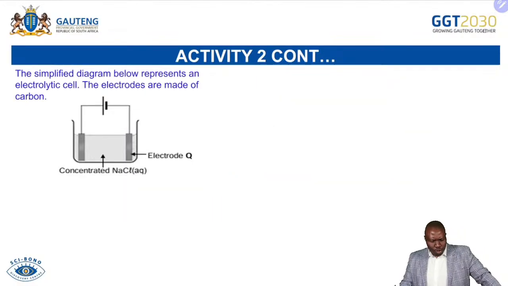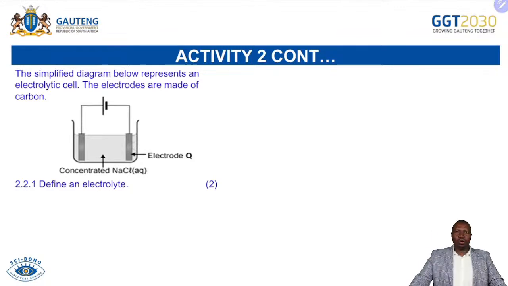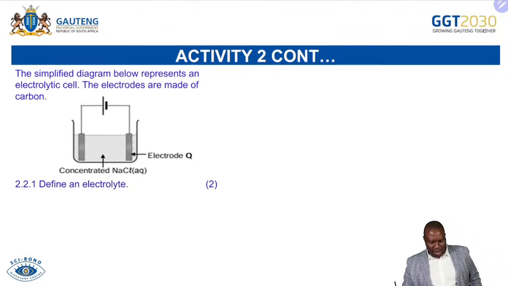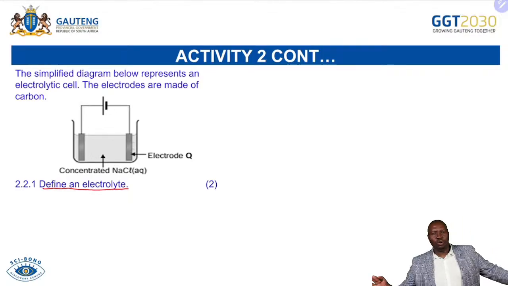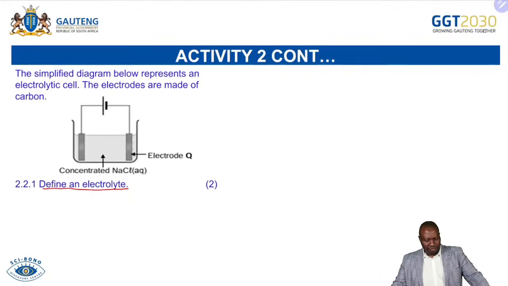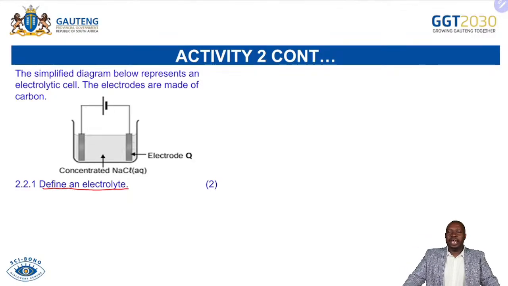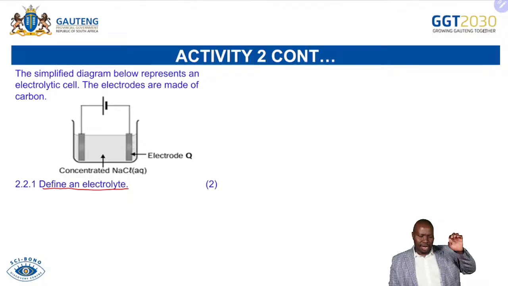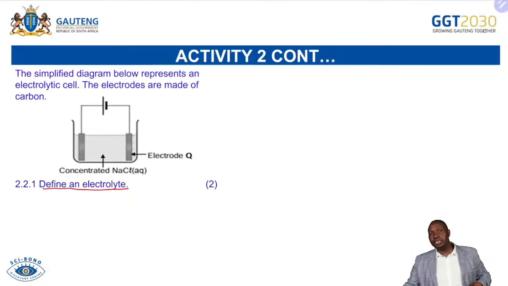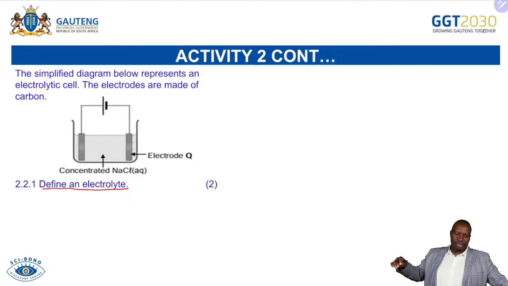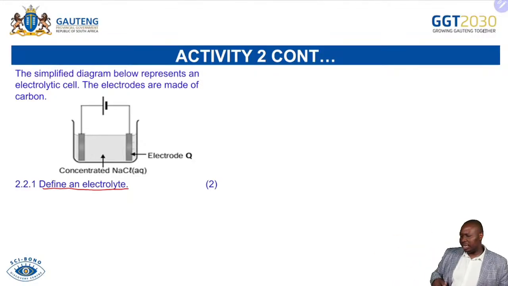Now, as we continue with the question, we go to question 9.2.1, which in this case we said is 2.2.1 for this activity. We are saying now, define an electrolyte. You can't go to the exam room without knowing these definitions. You are simply saying an electrolyte is a substance of which its aqueous solution contains ions. Or you can say a substance that, when dissolved in water, gives a solution that conducts electricity.